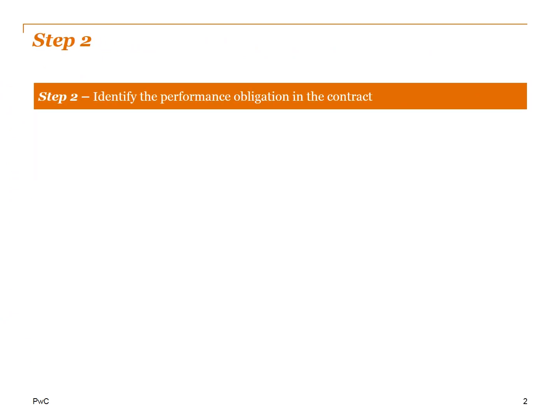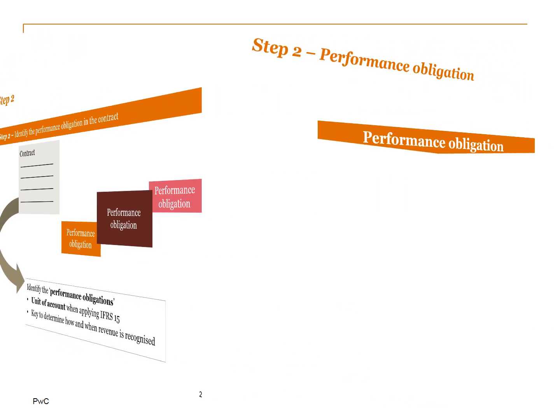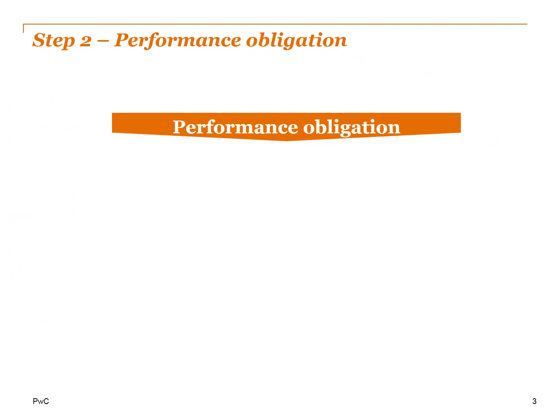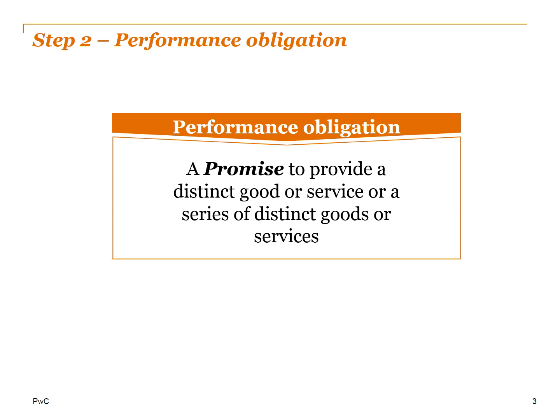Once we have identified the contract with the customer, we need to identify the performance obligations in the contract. A performance obligation will be the unit of account when applying IFRS 15 and will be the key to determine how and when revenue is recognised. So what is a performance obligation? A performance obligation is a promise to provide a distinct good or service or a series of distinct goods or services to the customer.